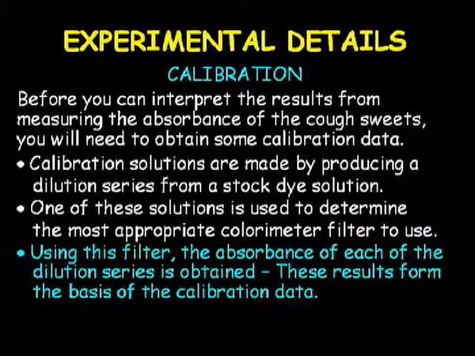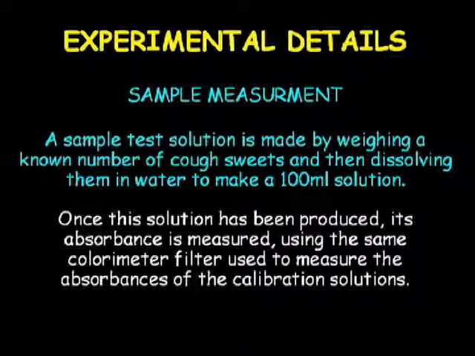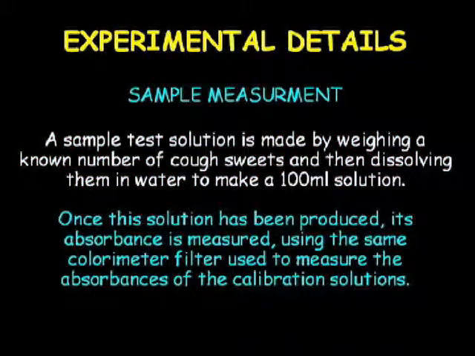To make your sample solution, you will first dissolve on a hot plate stirrer a specific number of cough sweets, whose weight has been measured, in a small quantity of water. Once the cough sweets have completely dissolved and the solution has been given time to cool slightly, it will accurately be made up to 100 milliliters. Having produced the cough sweet solution, its absorbance will be measured using the same colorimeter filter that was used to measure the absorbances of the calibration solutions.